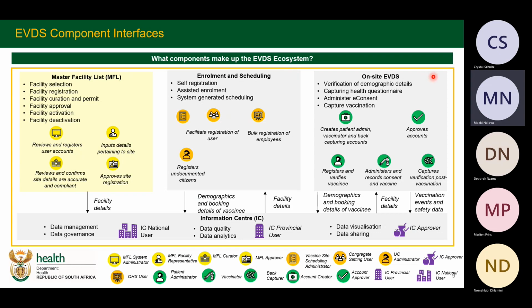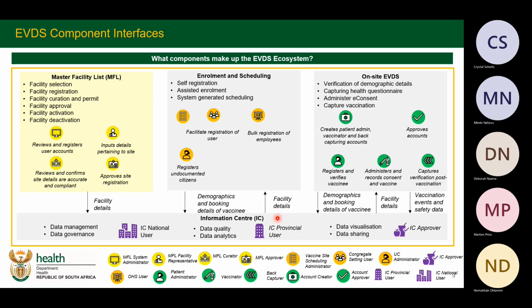Now, on-site EVDS, which is what we are about today, what happens in this component is there is verification of demographic details, there is capturing of health questionnaire, and there is administering of e-consent, and then there is capturing of vaccination events. That's the 3rd component. And the 4th and final component of the EVDS is the information center here at the bottom. What happens here is that there is data management, data governance, data quality, data analytics, data visualization, and data sharing.